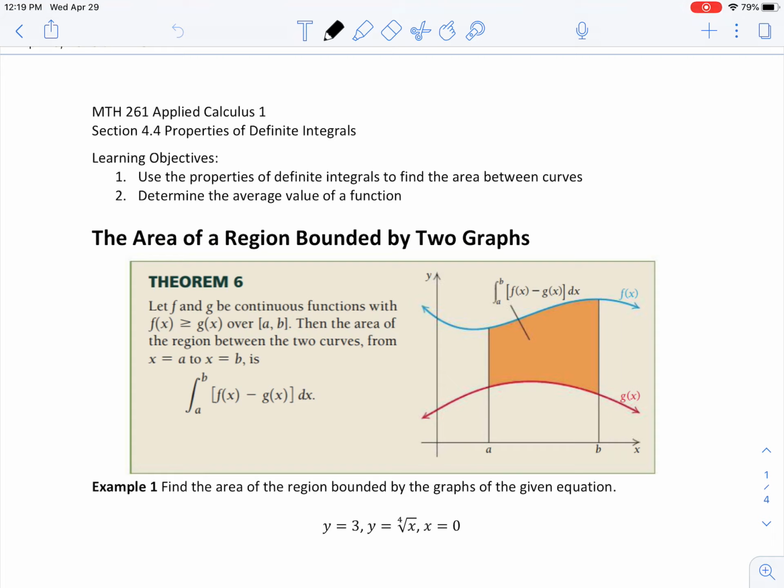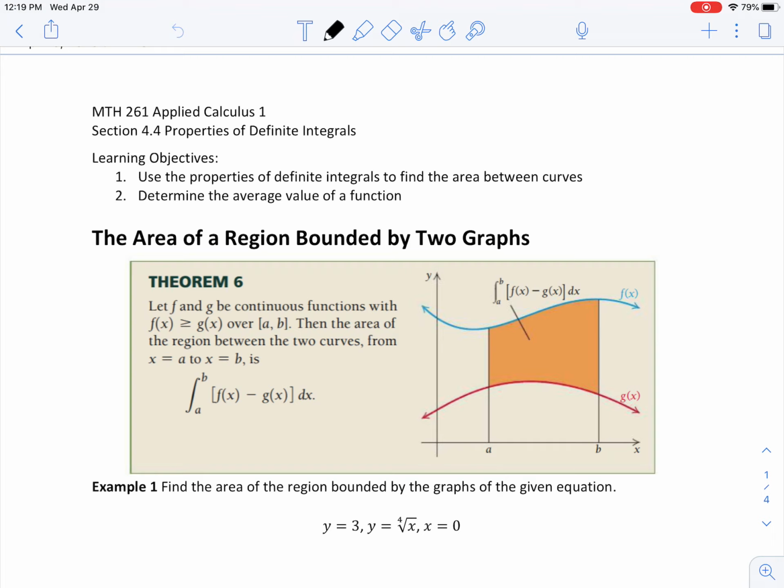We're going over 4.4 properties of definite integrals in this video. I just divided it into two parts, really. The first part, we're going to look at the area of a region bounded by two graphs. Looks like example 3 will have 3 graphs.